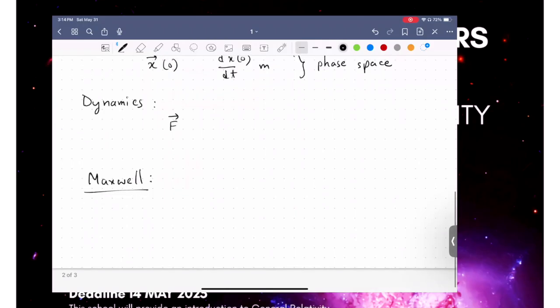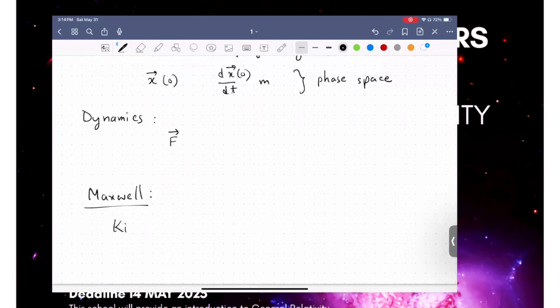Let me remind you that the state of the system, so the kinematics, is described by a vector potential and your electric field. Okay. And just to clarify, I am talking about the electromagnetic field, not a charged particle.